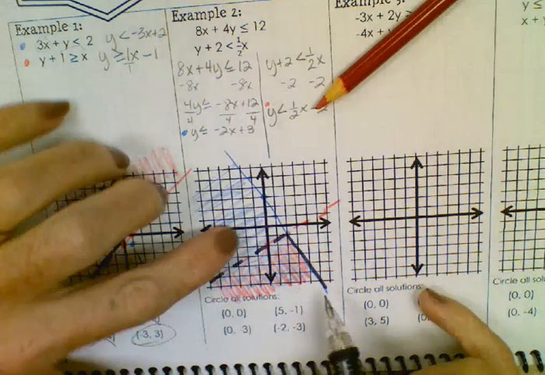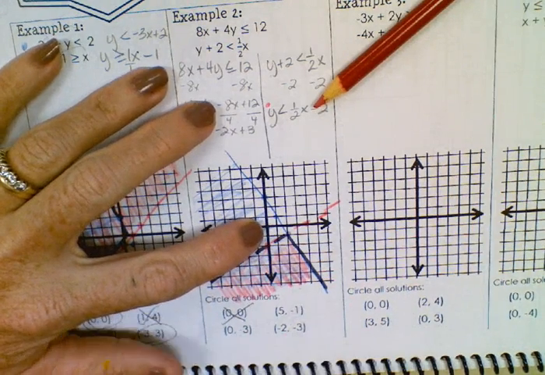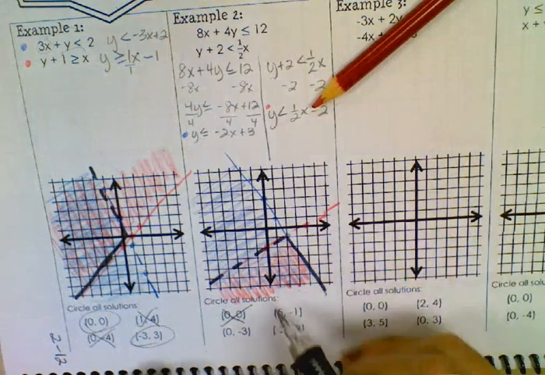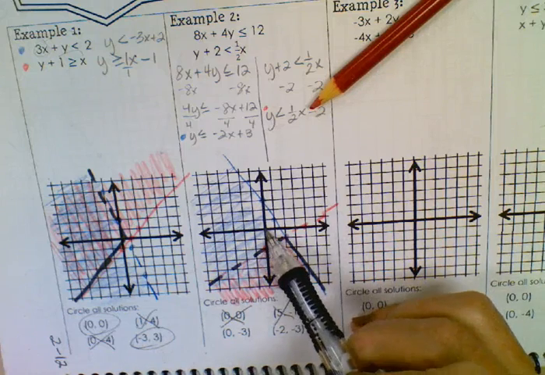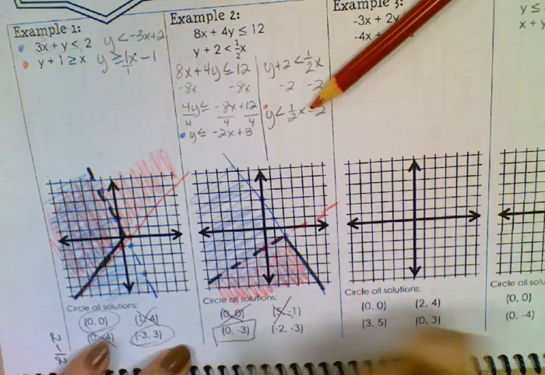So let's check. So 0, 0 right in the middle does not belong in my solution region, so that's not one. 5, -1 is way out here. That's not a solution. 0, -4 3 is in my solution region, so that one's good.